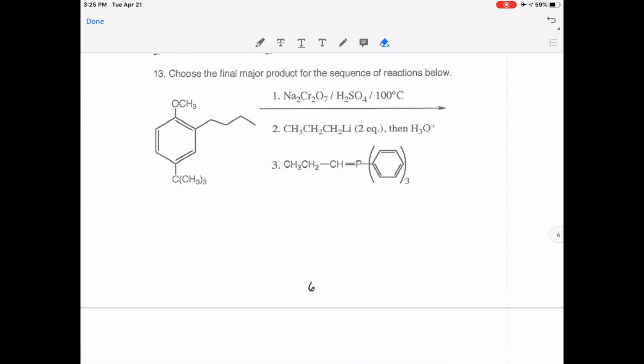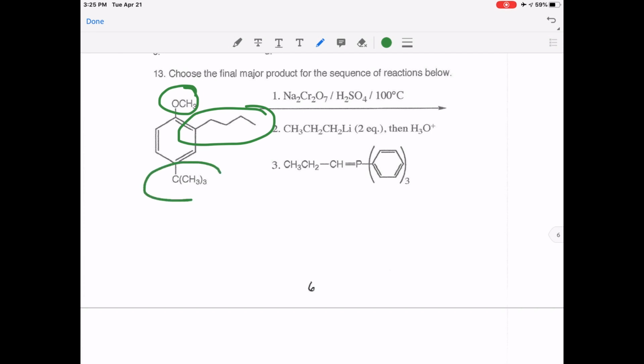For question 13, we are given a phenyl ring with several substituents attached to it, and we are asked to find the final product for the sequence of reactions that are shown here. So when we are going about trying to do this problem, we need to first understand the substituents that are on the ring. The first one at the top is the methoxy substituent, and adjacent to that is an alkane. And at the bottom of this ring, there is an alkane which actually splits out into 3 methyl groups.